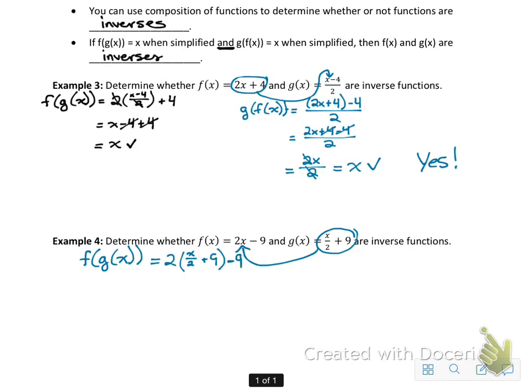Now we know that if you have two terms inside, then we have to distribute. So we get 2 times x over 2 plus 2 times 9, which is 18, and then the minus 9. Well, 2 over 2 cancel, so we end up with x, and then 18 minus 9 is 9. So we have x plus 9. There's absolutely nothing we can do to simplify this, which means that this does not equal x. Because one of these doesn't equal x, we can go ahead and stop and say that no, these are not inverses.